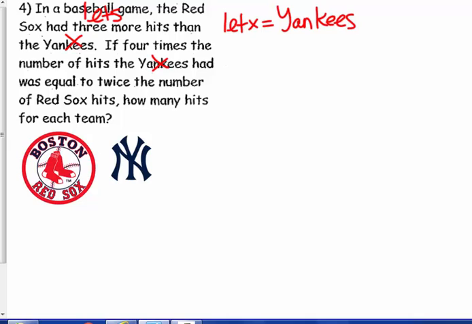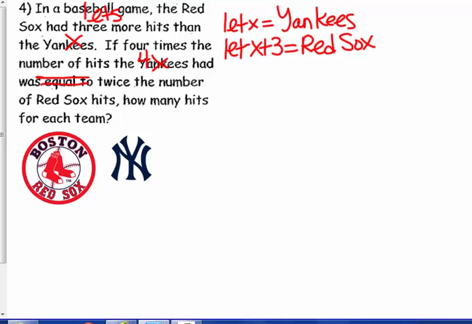If 4 times the number of hits the Yankees had, so I know it's going to be 4x, was equal to, that's the equal sign. So 4x, oh, I didn't make my "let" statement for my Red Sox yet. Red Sox had 3 more hits than the Yankees. So let x plus 3 or 3 plus x equal the Red Sox. Forgot that. Now go on to the equation.